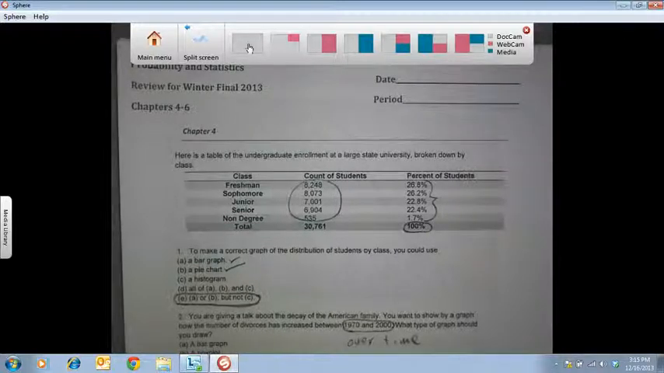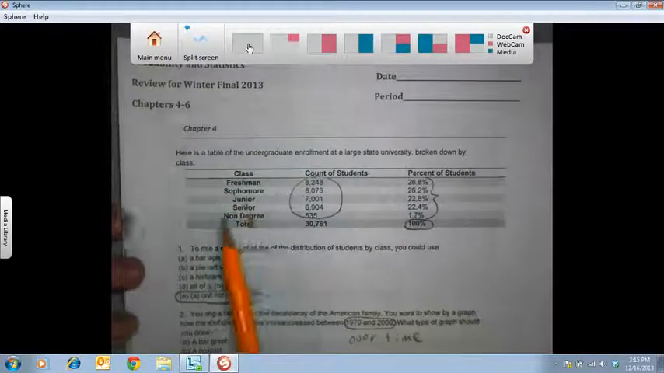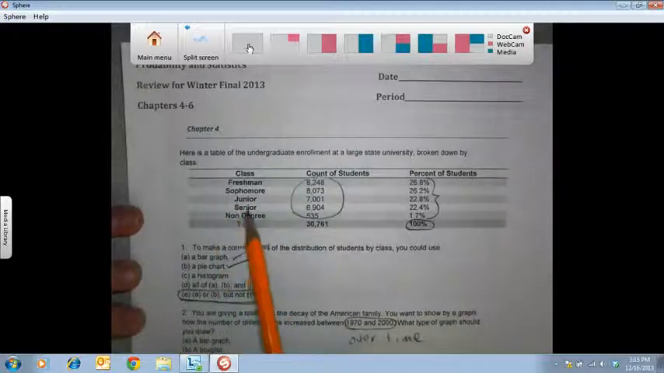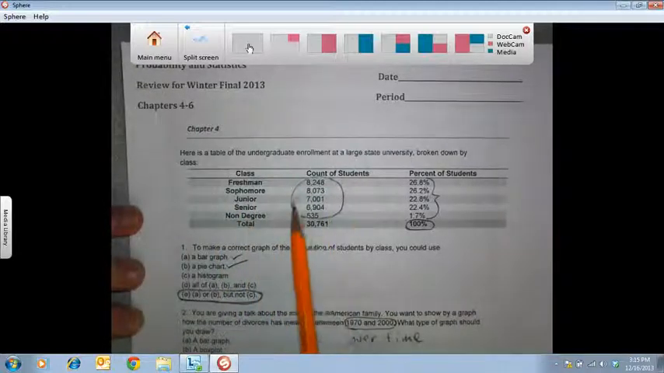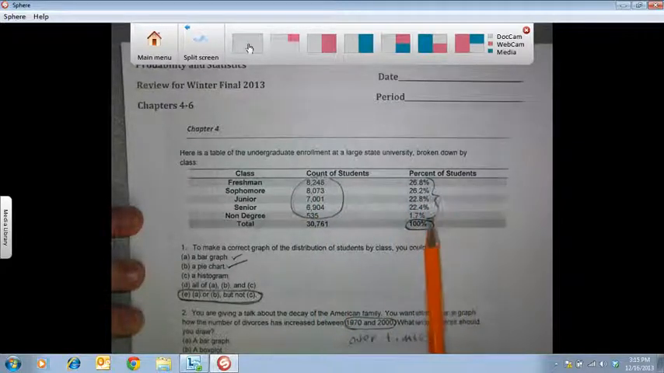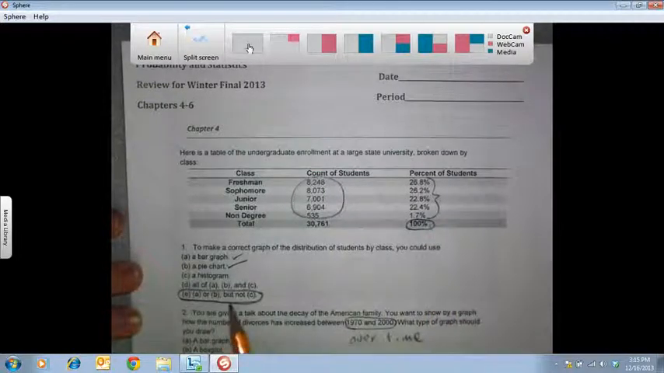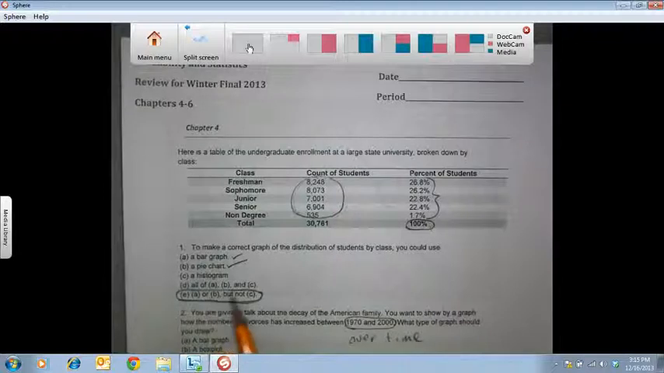To make a correct graph of the distribution of students by class, you could use a bar graph, a pie chart, a histogram, all of A, B, and C, A or B, but not C. And I've already circled the correct answer. You could do a bar graph because we have categorical data, the opposite of numerical data, and you would use this as the count. You could do a pie chart because we have percents here and they all add up to be the same part of 100. So the answer is going to be E, A or B, but not C.